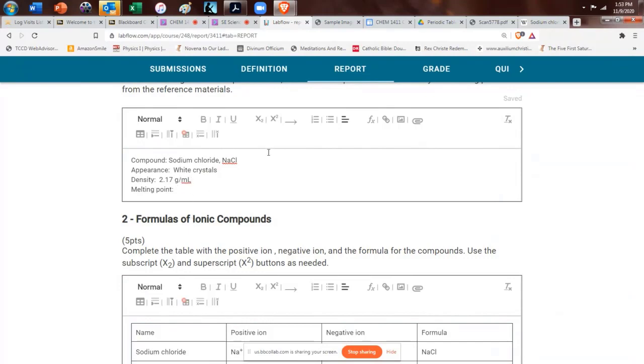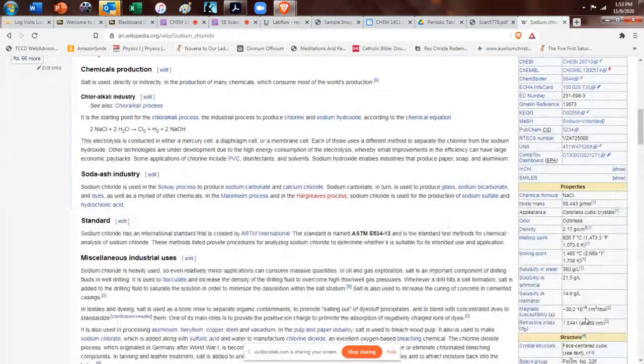Then I could look up the melting point. And the melting point, it says, is 800.7 degrees Celsius. That's pretty big. 800.7.